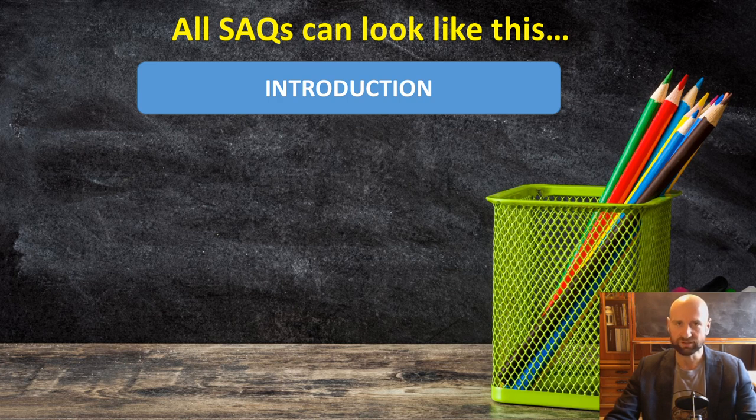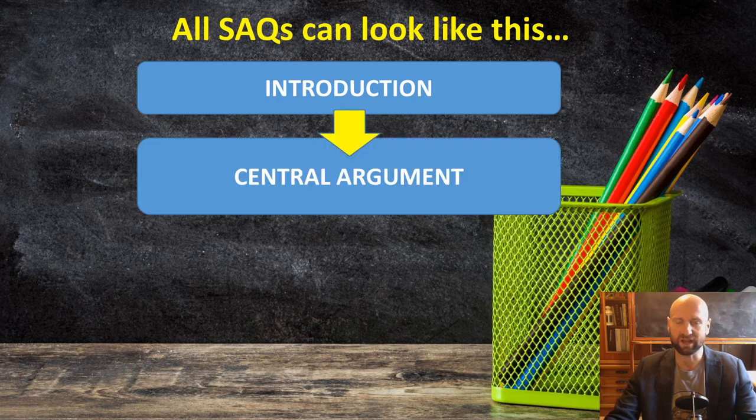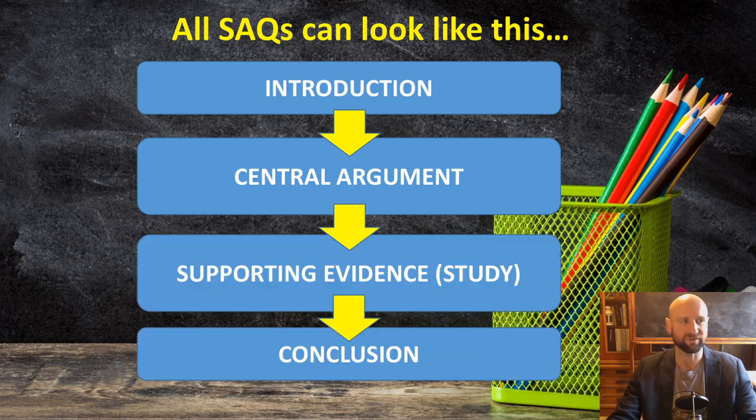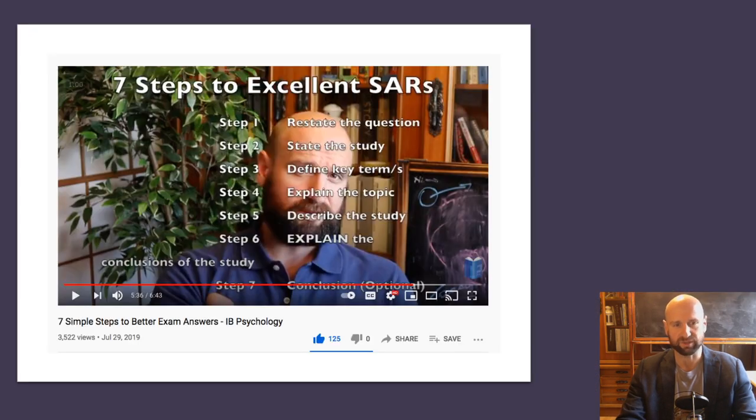You write your introduction, which is about 2 sentences. You get into a central argument. Then you have the supporting evidence of a study, and then you have the conclusion. Now, I devised this so students could get away from focusing about the silly command terms that don't mean anything in short answer questions, right? It's just if we have the structure, we can answer any question. And then so we can see here, right? Now, I've been caught out here liking my own video, but hey, someone's got to do it.